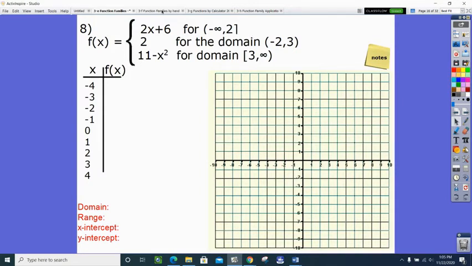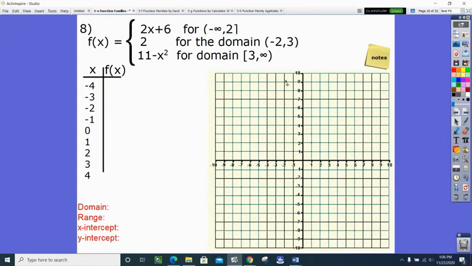And basically what this is, you're going to use 3 different functions. So f of x equals 2x plus 6 is going to be used for part of the domain. F of x equals 2 is going to be used for part of the domain. And f of x equals 11 minus x squared is going to be used for part of the domain as well. So basically, if you look here, for all the numbers up to and including an input of 2, so for all of these numbers up including to 2, you would input into the top function.